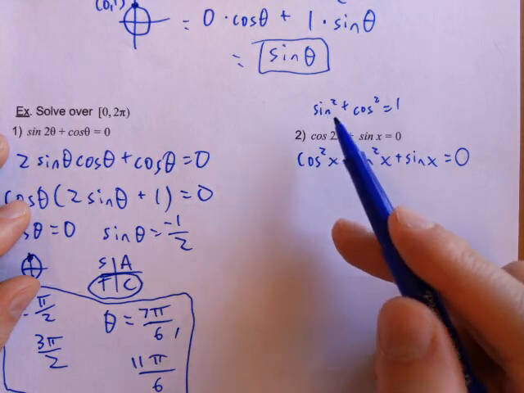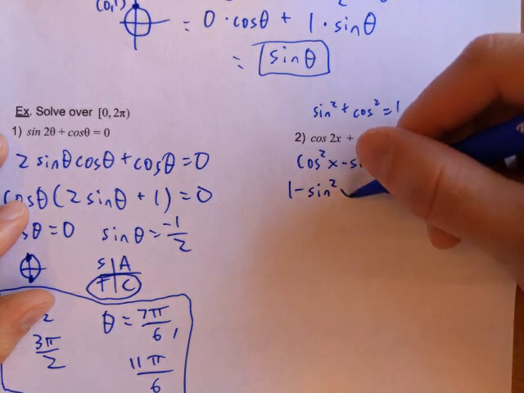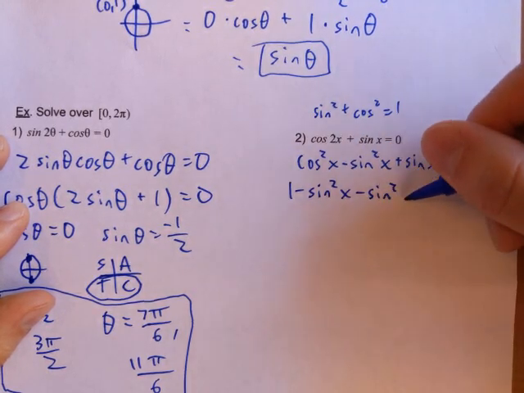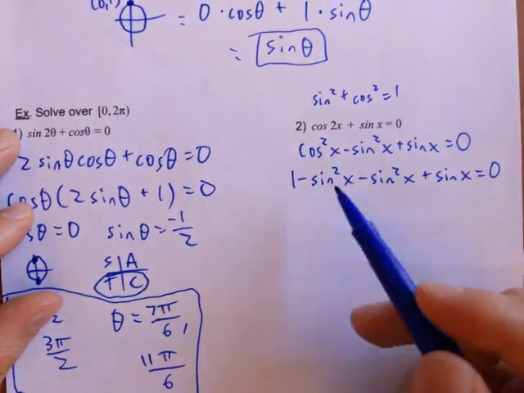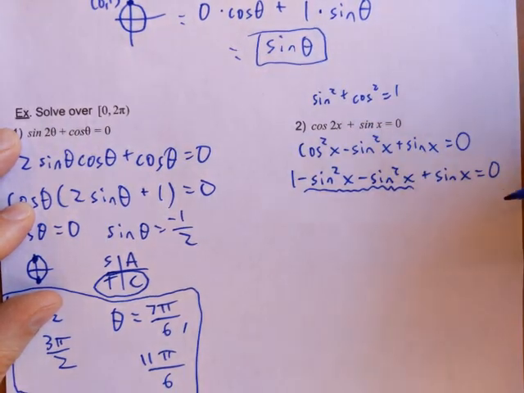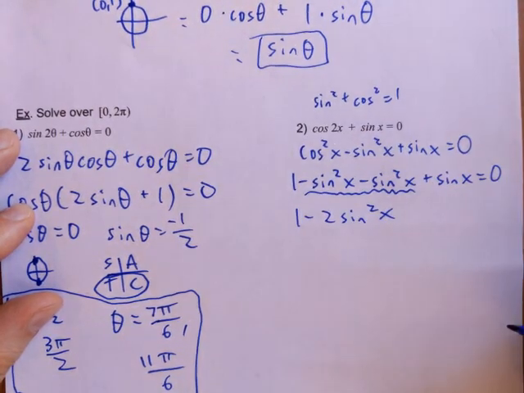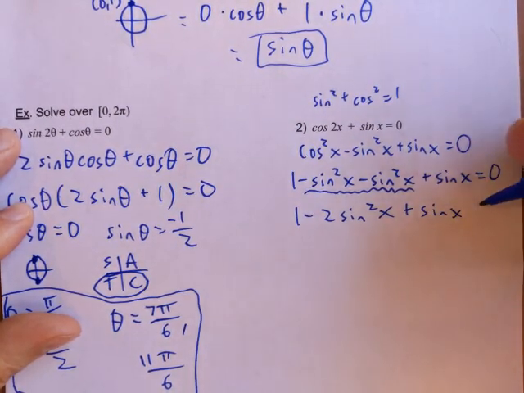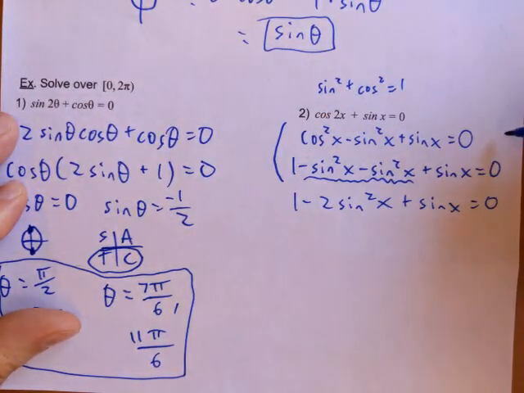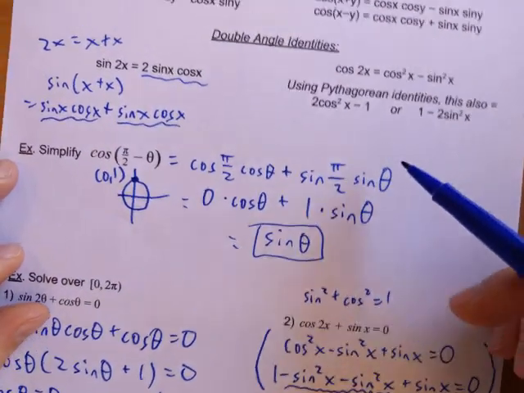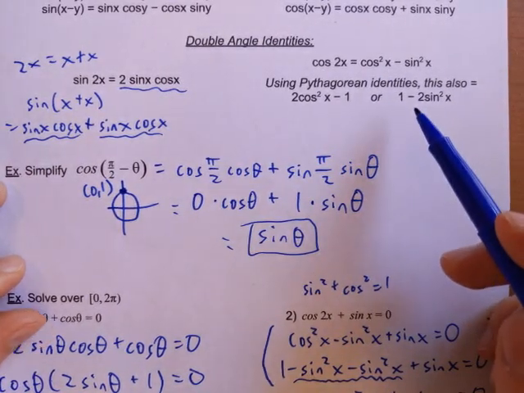So if I look at this, cosine squared is going to be 1 minus sine squared. So I've got 1 minus sine squared x minus sine squared x plus sine x equals 0. And then I've got some like terms right here. I've got 2 of those. So I have 2 of them. And so this is where you might now see that you could have actually jumped to that step right there. You could have skipped these couple steps if you knew that there was this other identity for cosine 2x, if you had all 3 of those options available to you.